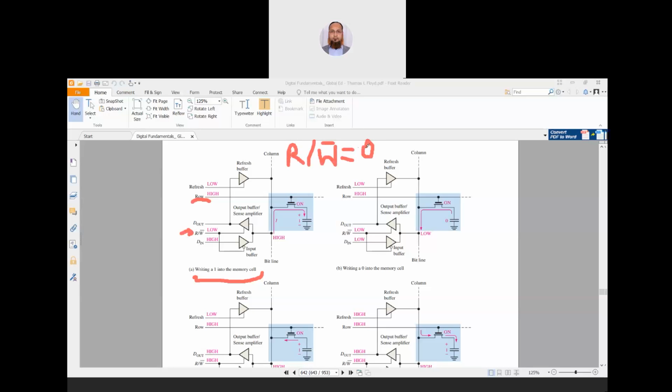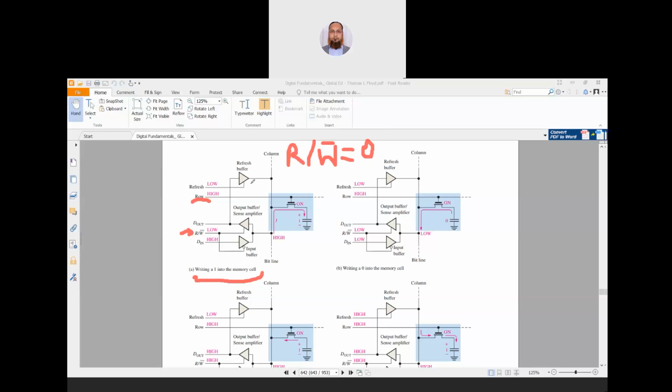Okay, if we make the signal 0, what will happen? It means R equals 0 and W bar equals 0. R equals 0 means we are not performing the read operation, and W bar equals 0, which translates to W equals 1, means we are going to perform a write operation.